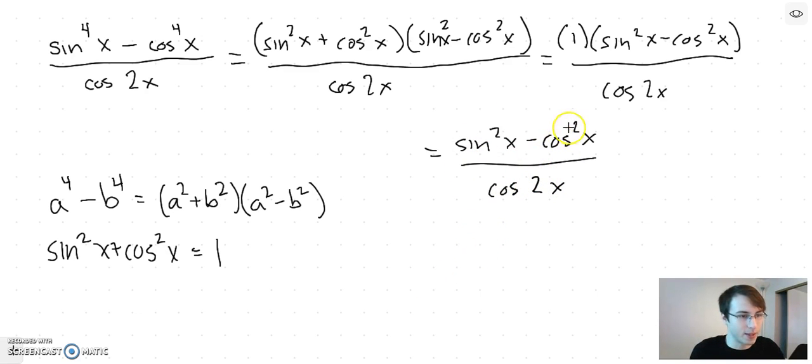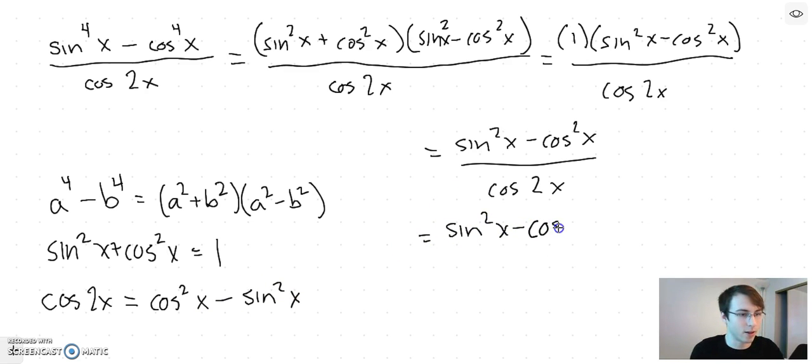Now, this can't really be simplified that much, but we can write an expression for our cos 2x here. Remember, cos 2x equals cos squared x minus sine squared x. So that's sine squared x minus cos squared x over cos squared x minus sine squared x.